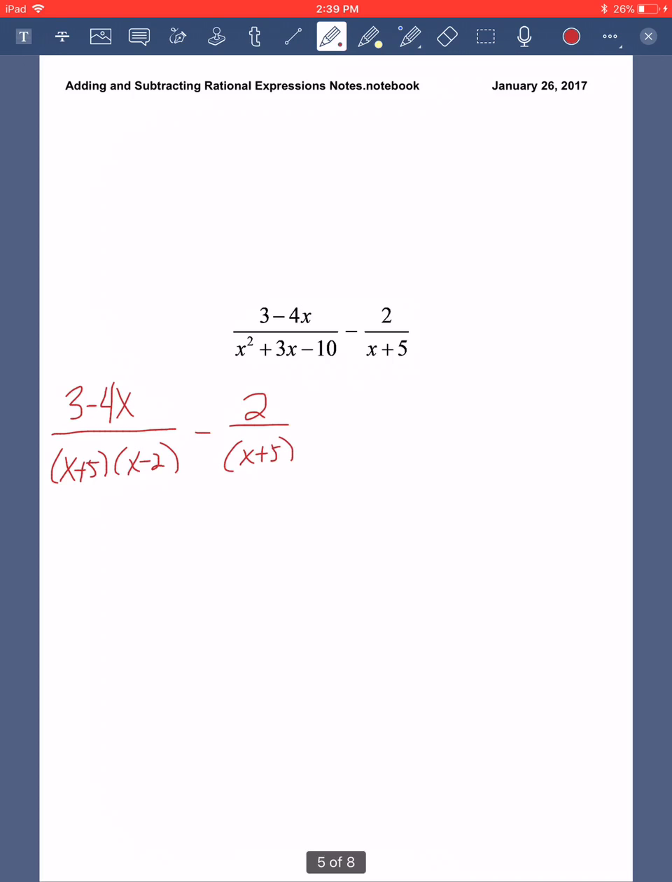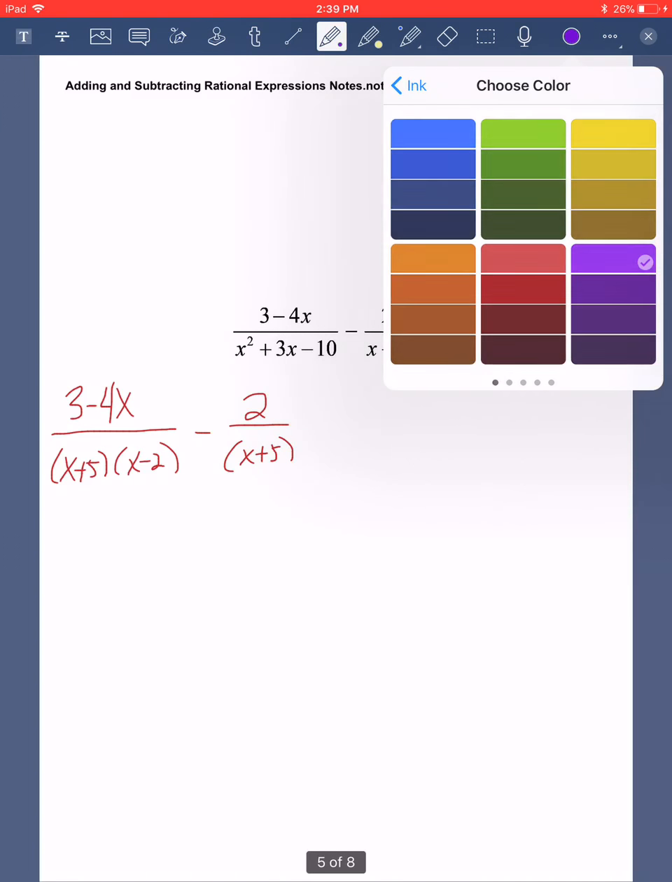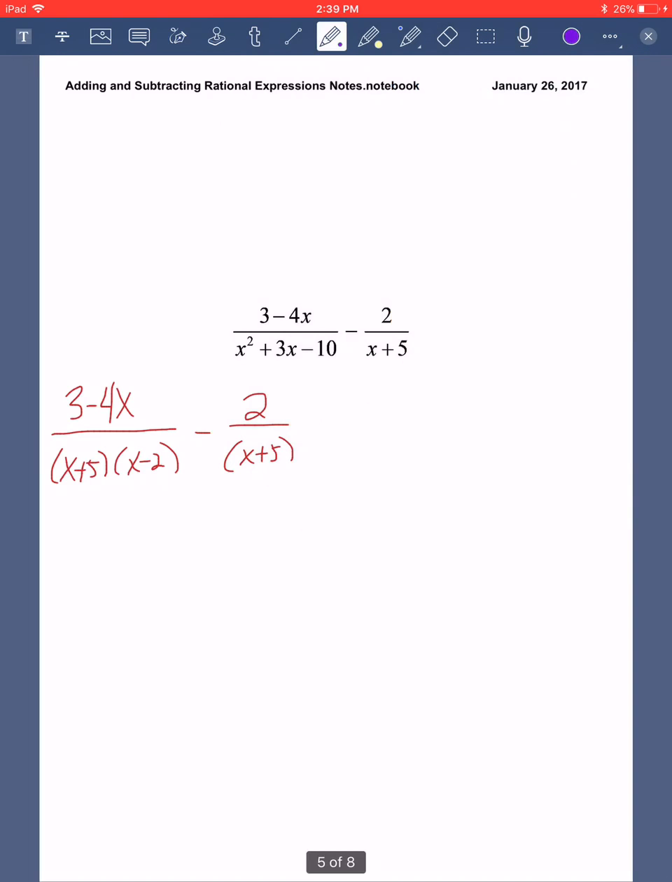So now I look and see, can I simplify any factors? And I can't, which means now I need to look and see what do I need to do to be able to get common denominators. And you always make it bigger. You can't make them smaller. You can't divide by anything or subtract anything. But you can get a common denominator by multiplying. So here, they both have x plus 5. But this one has an x minus 2 and the other one doesn't. So what I can do is I can multiply my second rational, top and bottom, by x minus 2.